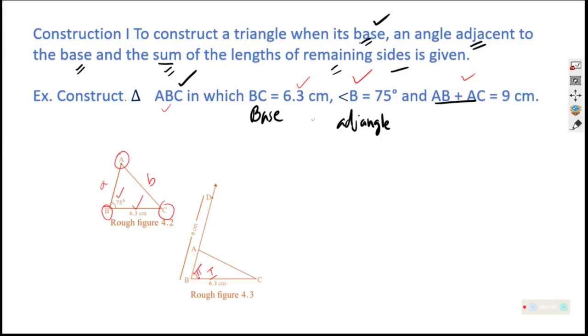First you will put the base, then we will draw the angle, then you will add AB plus AC, which is nothing but 9 centimeters in this case, and we have to draw that.